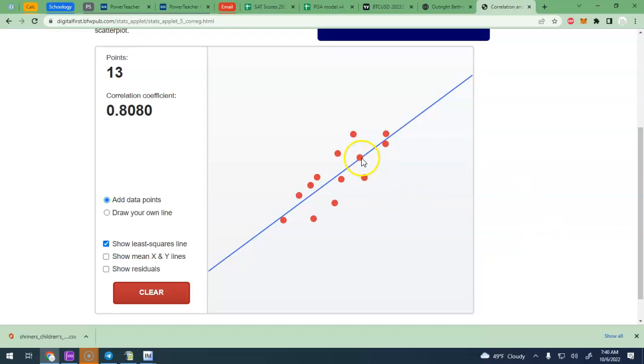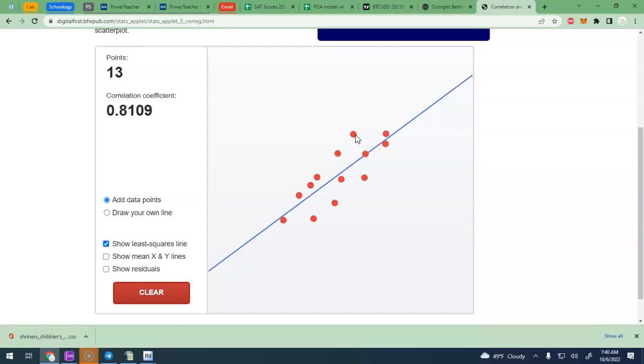So this point right here, that is right smack in the middle of our line. It is a strong point. If I remove it, am I making the relationship stronger or weaker? Weaker, which means R gets closer to 1 or closer to 0. So let's check it. Not very much, right? Because it went from 0.8096 to 0.8007, but it did go down.